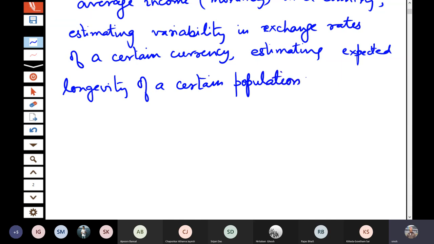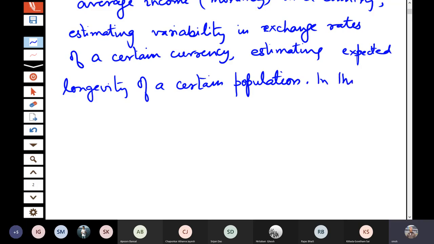So these are some of the examples where the point estimation is done. Okay, so you assign a value. For example, what is the expected longevity of people in India? So it is some 68.4 years. What is the expected longevity of people in Japan? So it is some 86 years or something like that. So that we assign a value. For example, what is the variability in the exchange rate? So for example, in India, it is something like say around 4 rupees kind of thing. So this is called the problem of point estimation.